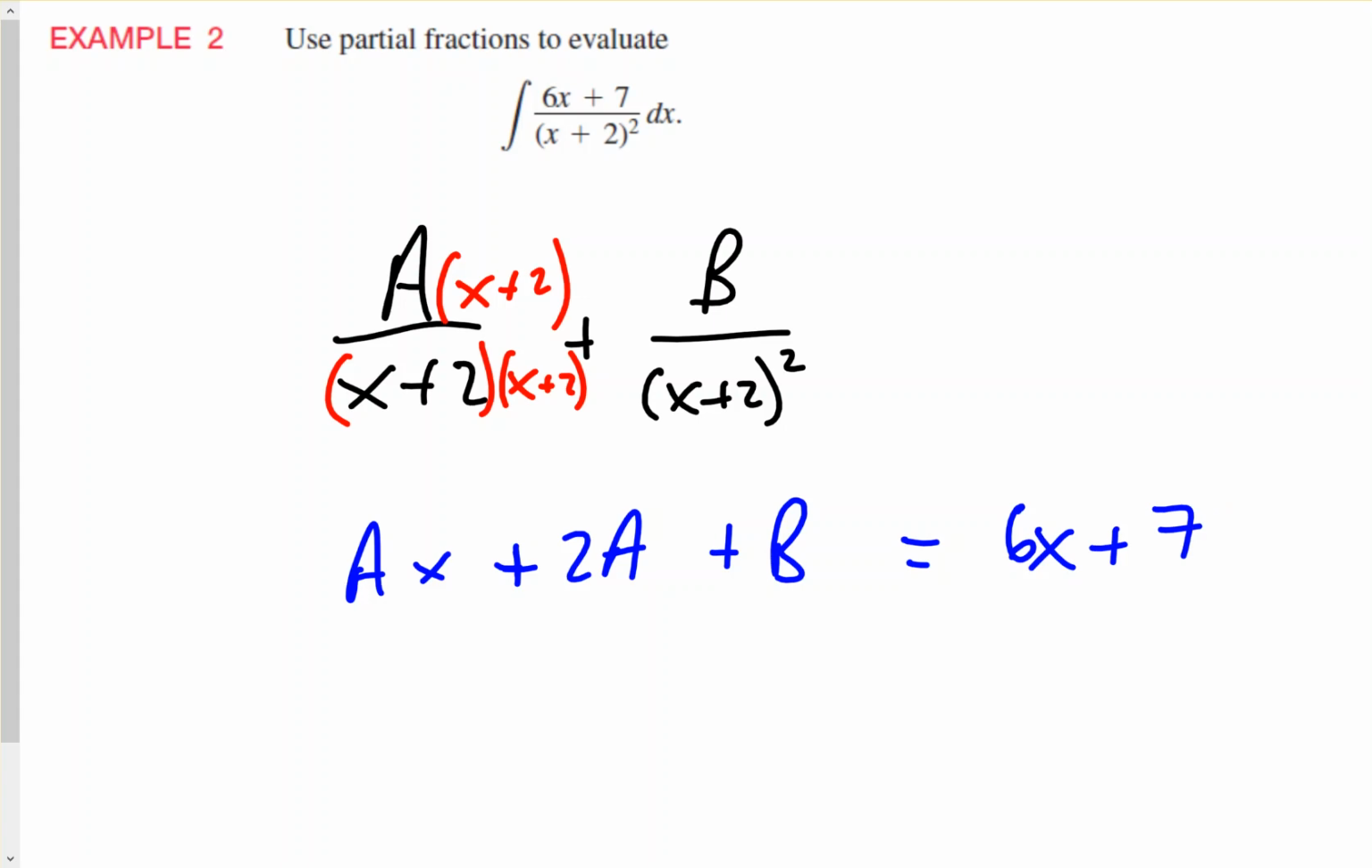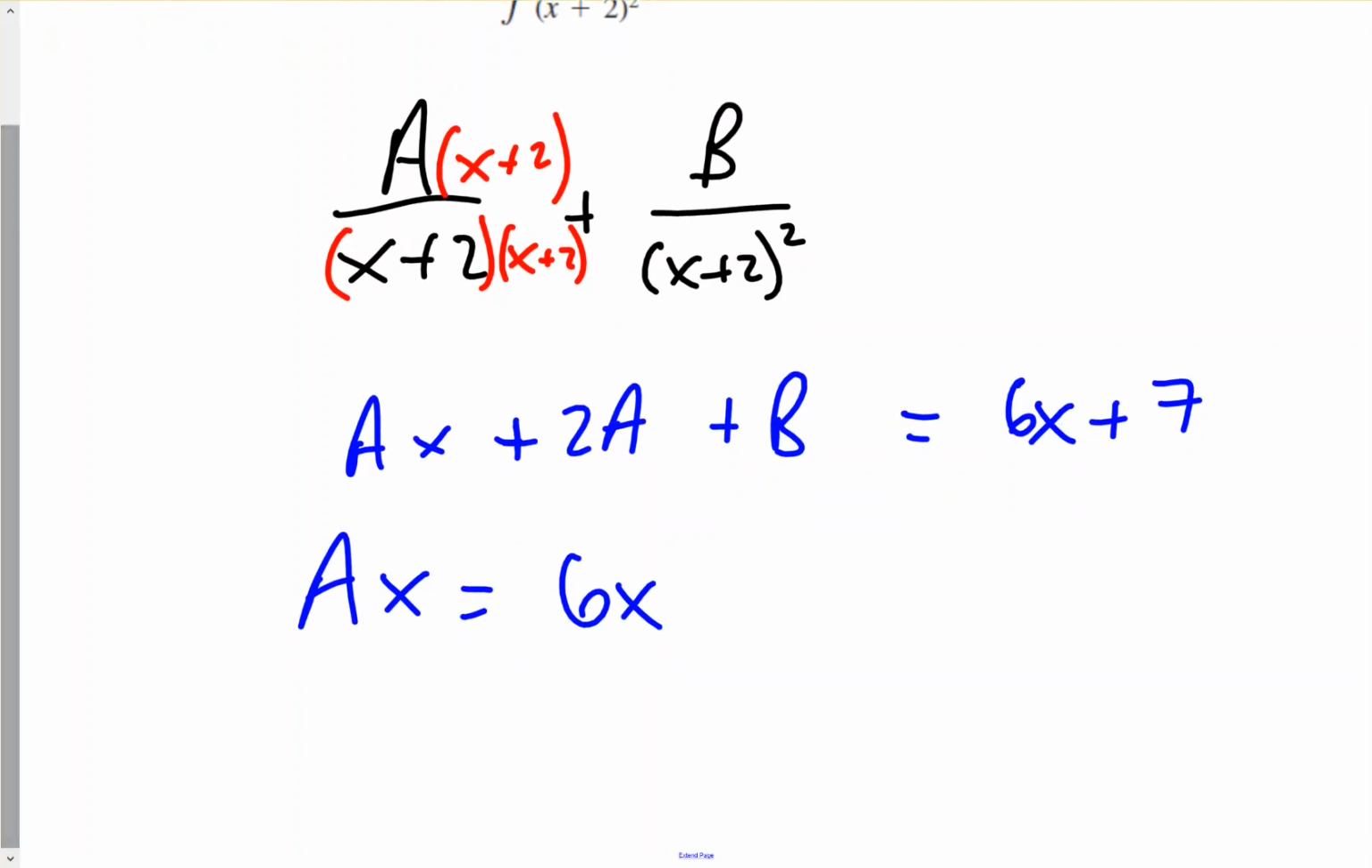Okay, so now there's only one thing with an x in it, so we're going to try to match those up. So we know that ax would be equal to the 6x. And now for just the constants, we have a 2a plus b, that would be equal to the 7.